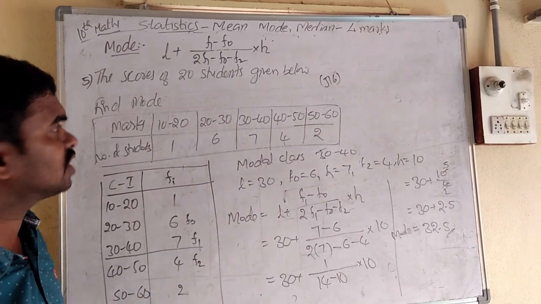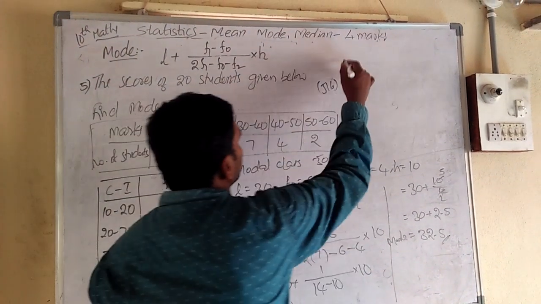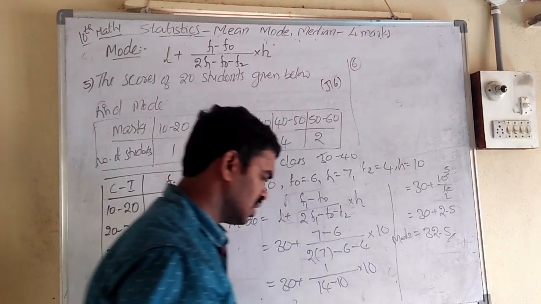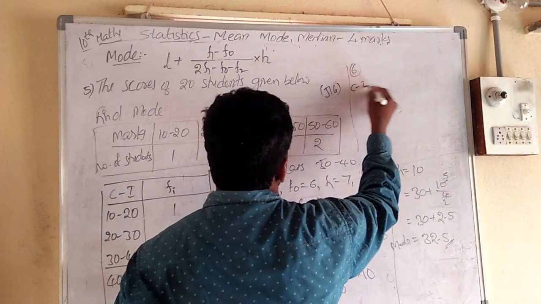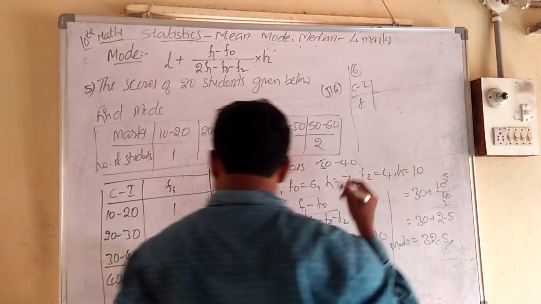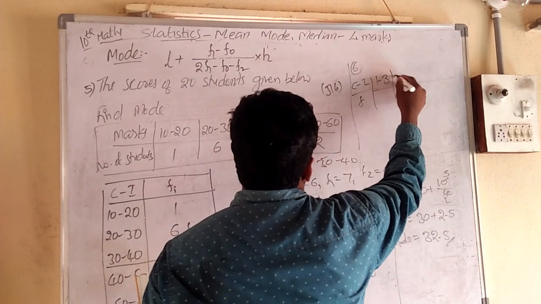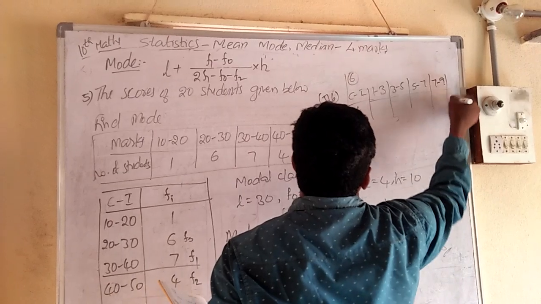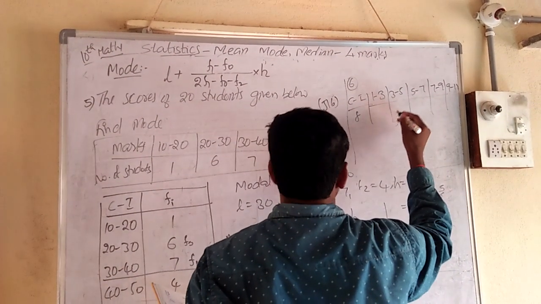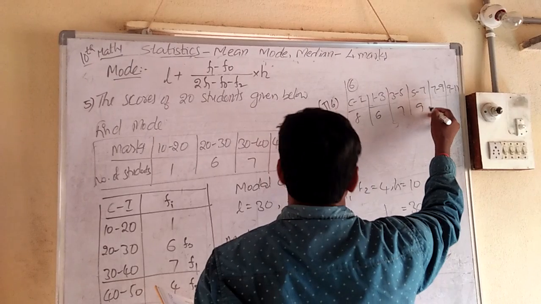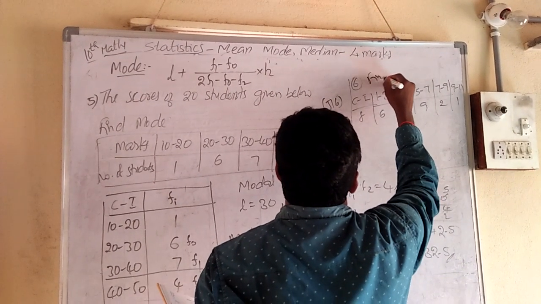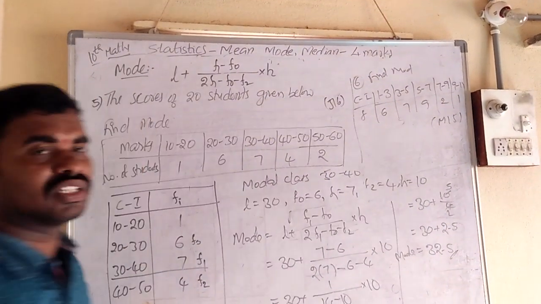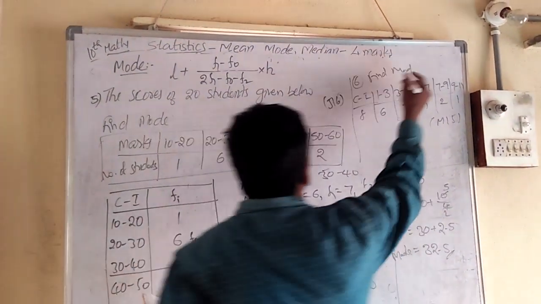So let us take one more question. I will give you and try to solve. I am taking the 6th question. This is also a previous year question. You just wait. Now mode: class interval, frequency. 1 to 3, 3 to 5, 5 to 7, 7 to 9, 9 to 11. Okay? 6, 7, 9, 1. So find mode. This is also a March 15th question. This is the mode. It's a very easy concept among these three concepts.